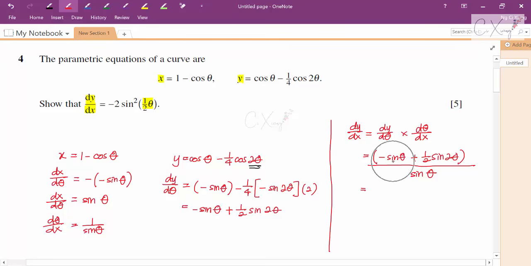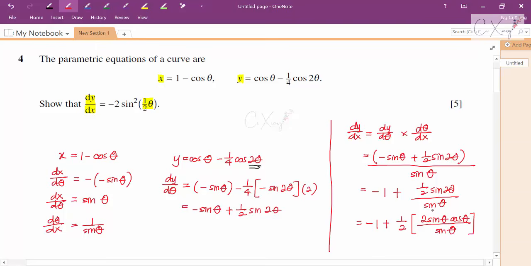For the first part, negative sine theta divided by sine theta, I will have -1. If I split the fraction into two smaller fractions, I'm having half sine 2 theta divided by sine theta. If I want to continue further, then I'm having -1, then plus, I want to make the half in front. For the sine 2 theta here, I can apply the double angle formula where sine 2 theta is equal to 2 sine theta cos theta, and divide it by sine theta.